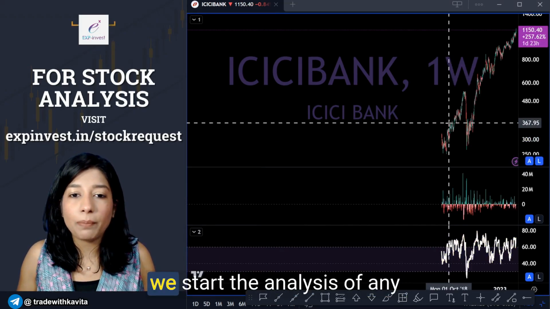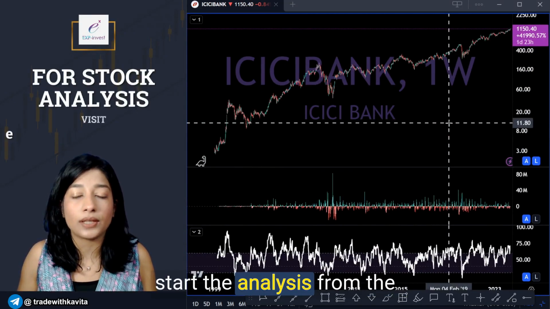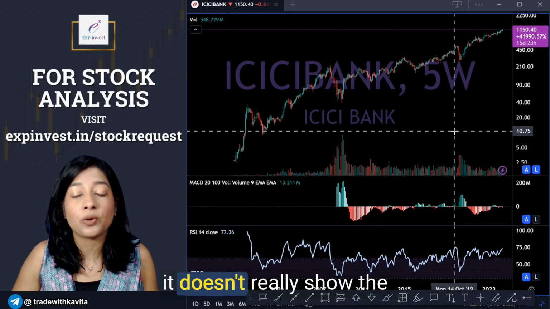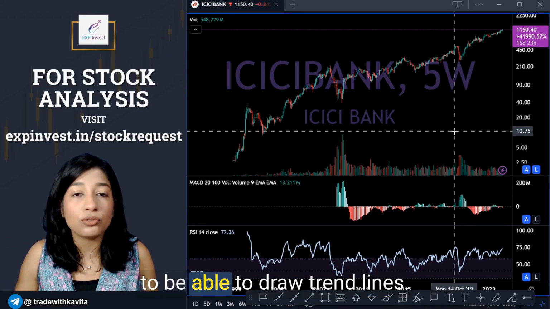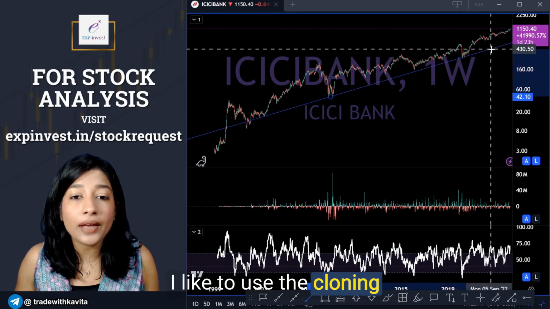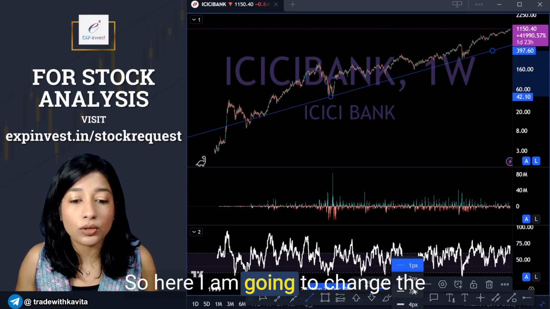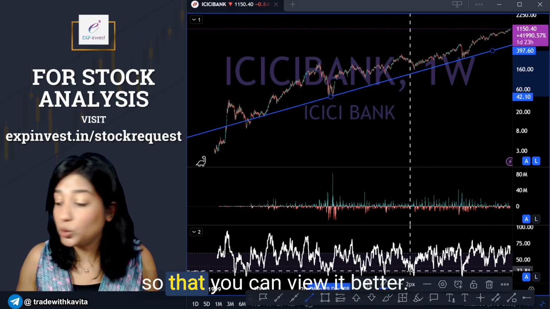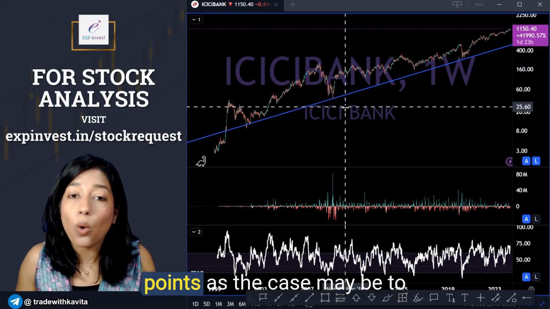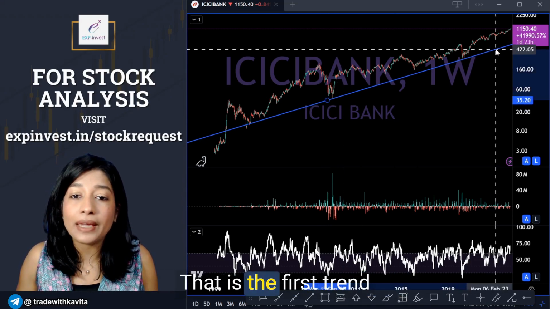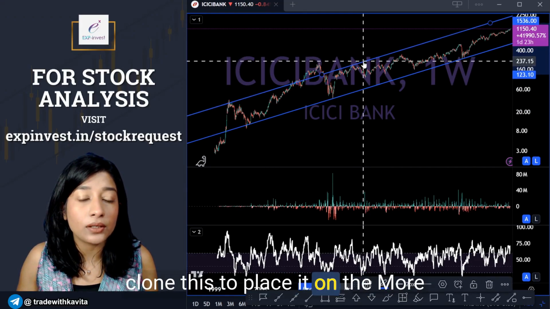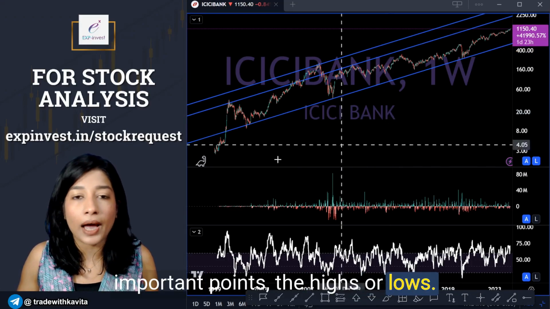Having explained that, when we start the analysis of any stock, we always want to start from the largest possible time frame. In this case, using the 5-week time frame may not be to our best advantage because it doesn't really show the waves in enough definition to be able to draw trend lines. So we'll use the weekly time frame and then progressively go lower. I like to use the cloning method to draw my trend lines. So here I am going to change the thickness of the trend line to 2 so that you can view it better. And I will identify the 2 most important low or high points, as the case may be, to draw my maiden trend line, that is the first trend line on the chart. And then I will go ahead and clone this to place it on the more important points, the highs or lows.